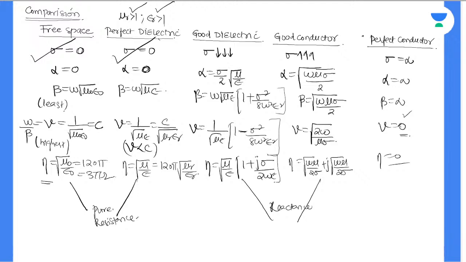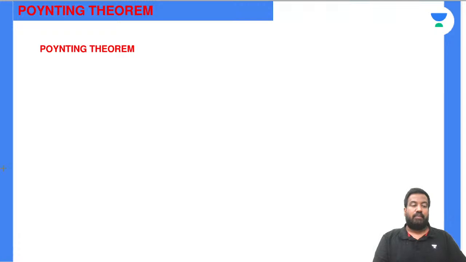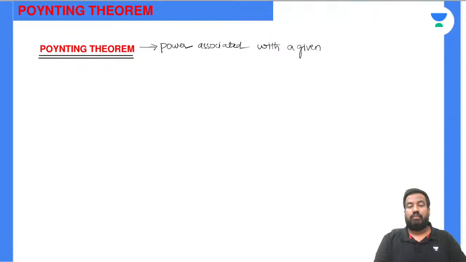Next is Poynting theorem. Poynting theorem will give you the power associated with a given wave. The derivation for Poynting theorem.